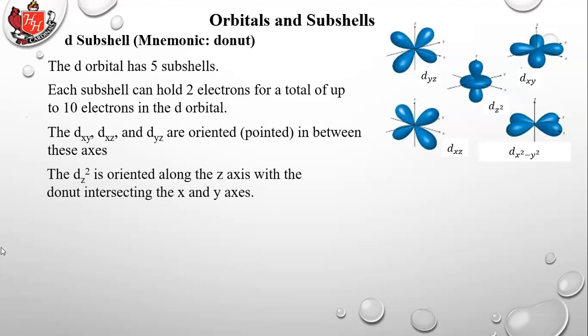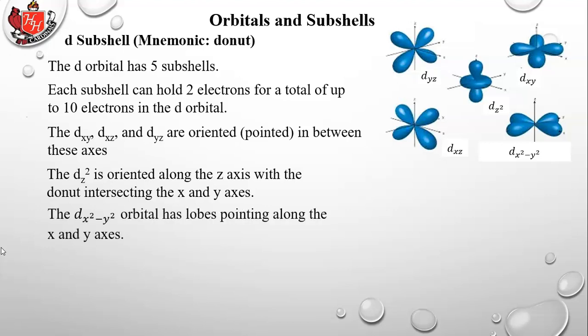The DZ squared, or DZ2, it shouldn't be called squared, is oriented along the z-axis with the donut intersecting the x and y axes. So there you see that. It has 2 lobes, one up, one down, and then a third lobe, that's the donut that goes around it. And that's the DZ2 orbital.